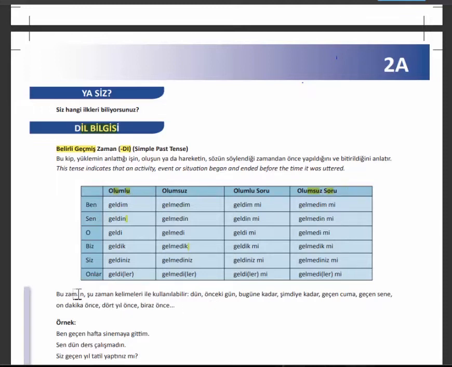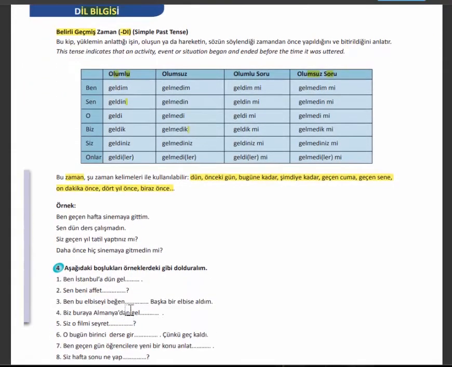We can also use this tense with bu zaman and şu zaman. For example, we can use this tense with this and that time in Turkish. For example, dün means yesterday, önceki gün day before, bugüne kadar until today, şimdiye kadar until now, geçen cuma last Friday, geçen sene last year, 10 dakika önce 10 minutes before, 4 yıl önce 4 years before, biraz önce a little before. Örnekler. Now we have examples.